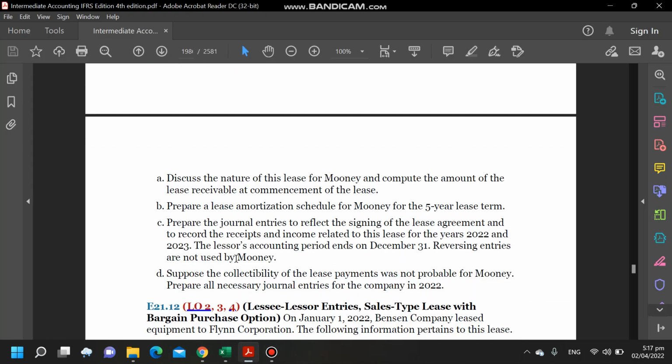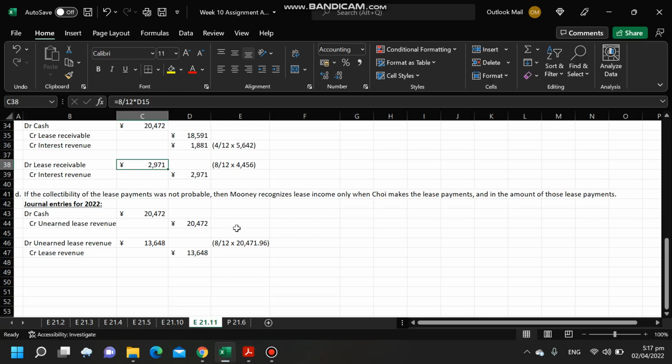And then D, suppose the collectibility of the lease payment was not probable for Muni, prepare all necessary journal entries for the company in 2022. If the collectibility is not probable, Muni can only recognize the lease income when the lessee, Choi, makes the payment. So it cannot recognize the whole lease receivable, but can just record it per payment from the lessee. So it becomes similar to an operating lease.